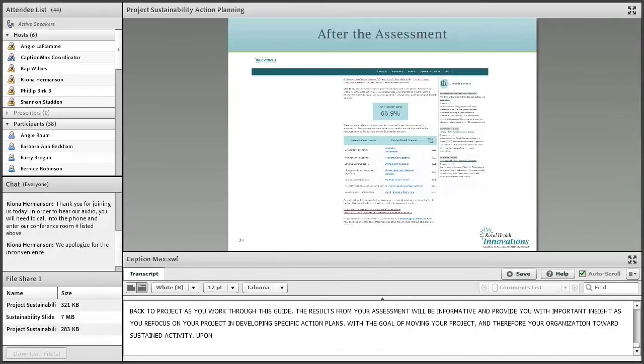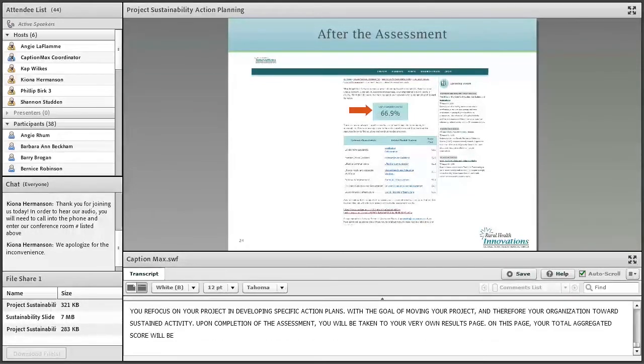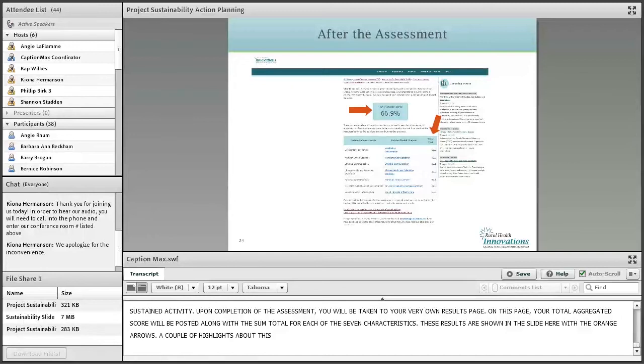Upon completion of the assessment, you will be taken to your very own results page. On this page, your total aggregated score will be posted, along with the sum total for each of the 7 assessment characteristics. These results are shown on the slide here with the orange arrows.